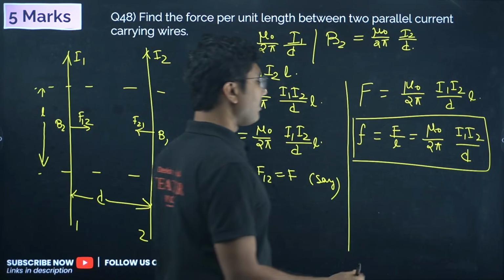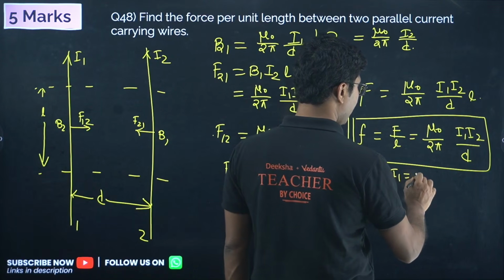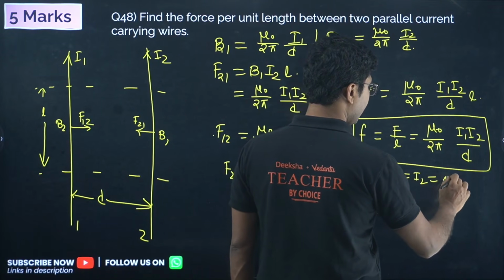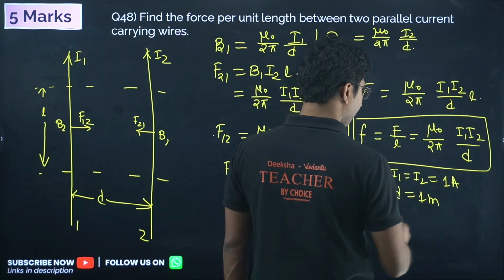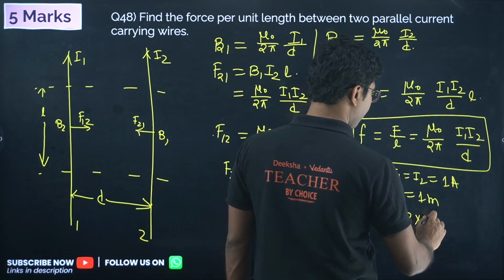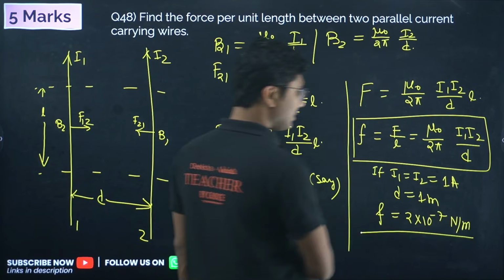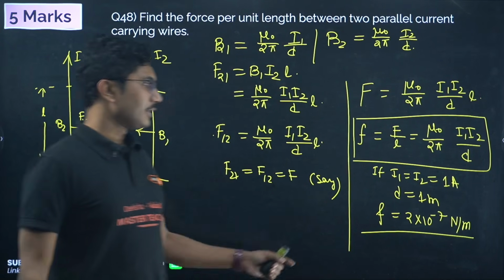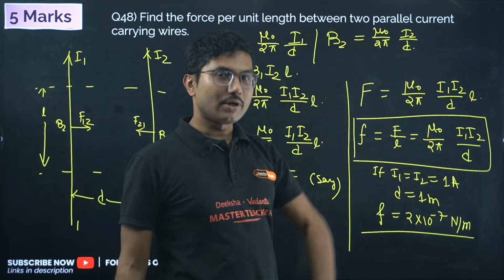So to define ampere, you have to mention if I1 equals I2 equals 1 ampere and D equals 1 meter, then force per unit length will be equal to 2 into 10 to the power of minus 7 Newton per meter. So if you forget this, you have to write it in terms of words. This is how you remember it.